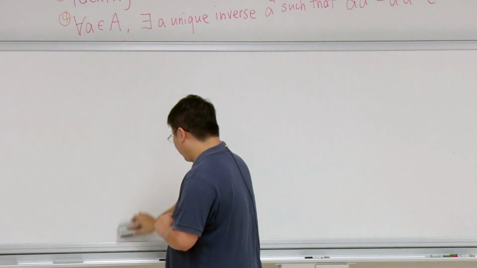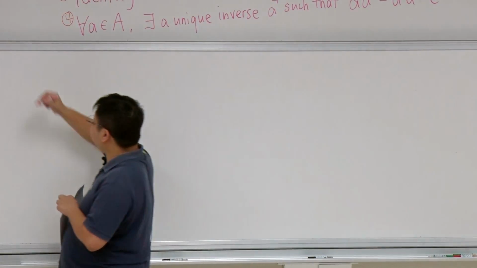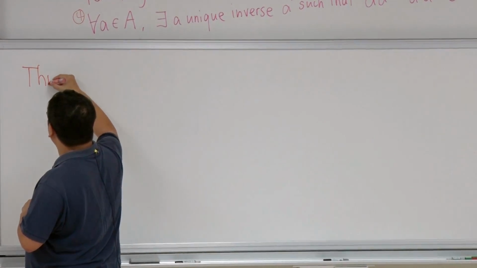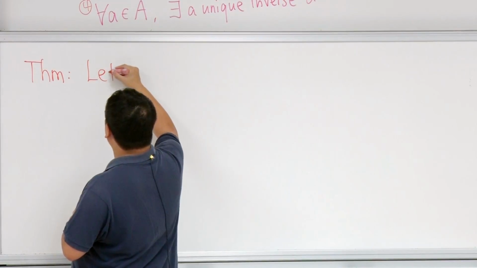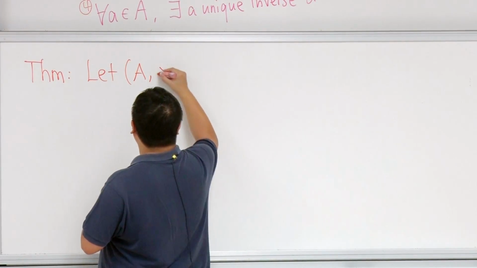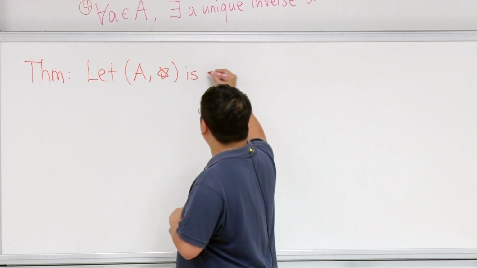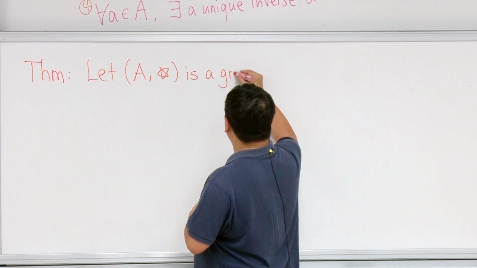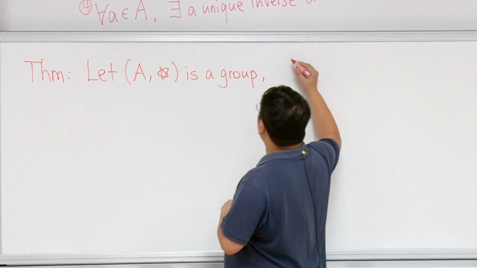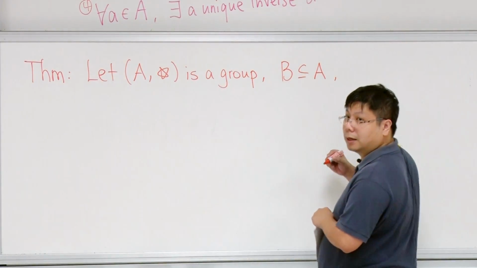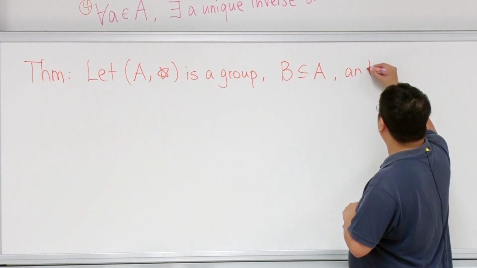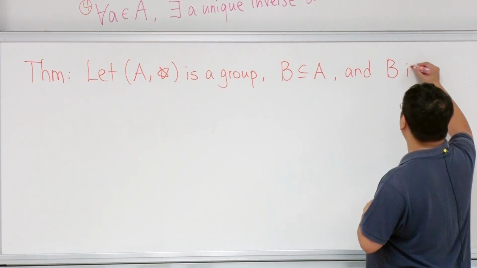So we have this theorem. This is what we want to show. Suppose that (A, star) is a group, and B is a subset of A, and B is a finite set.